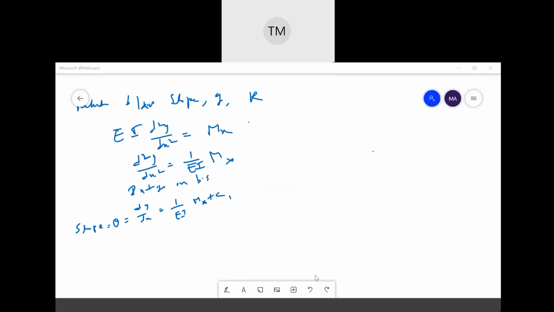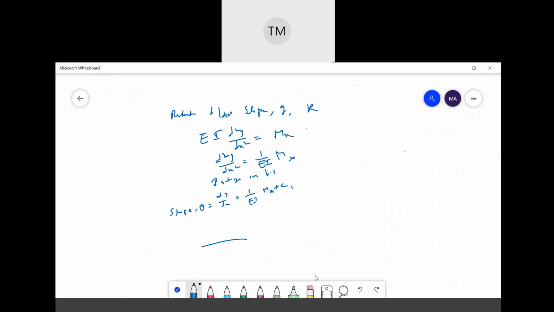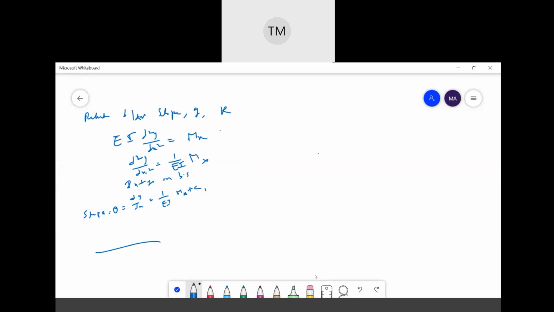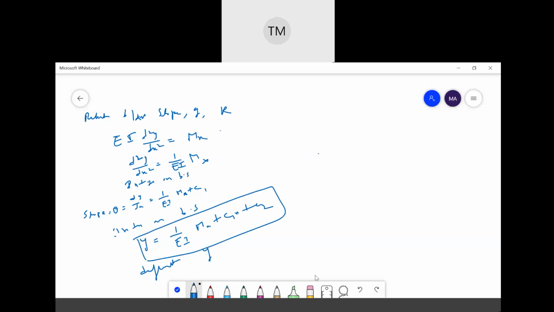If you integrate on both sides again, what happens? Integrating on both sides, I will get y is equal to 1 by EI double integral of Mx plus c1x plus c2. This y is nothing but your deflection. This equation is known as the deflection equation, and the earlier equation is known as the slope equation.